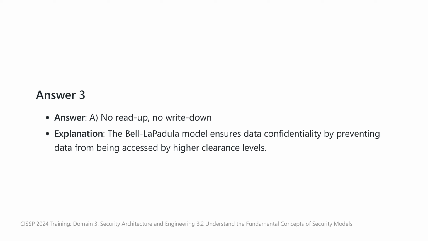The Bell-LaPadula model is designed to ensure data confidentiality by enforcing strict access controls. Specifically, it prevents users at lower security clearance levels from reading data at higher levels, and it stops users at higher security levels from writing data to lower levels. This principle ensures that sensitive information remains protected and inaccessible to unauthorized users, thereby maintaining the integrity and confidentiality of the data. This model is particularly significant in environments where classified information needs stringent controls to prevent data breaches and leaks. Understanding this principle helps to secure systems effectively by implementing proper data access policies.